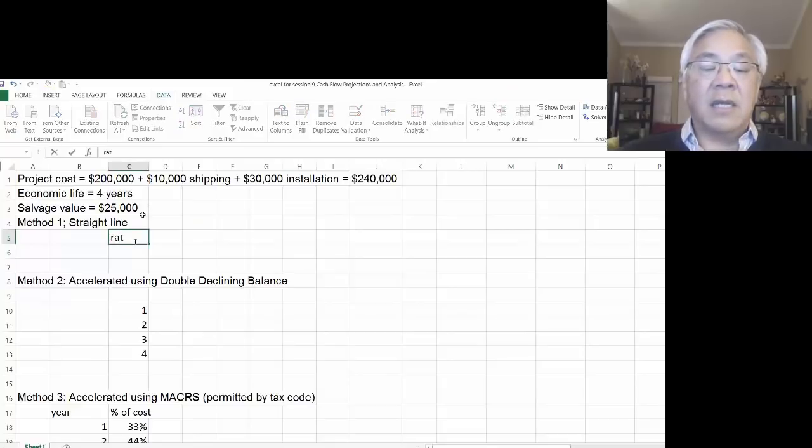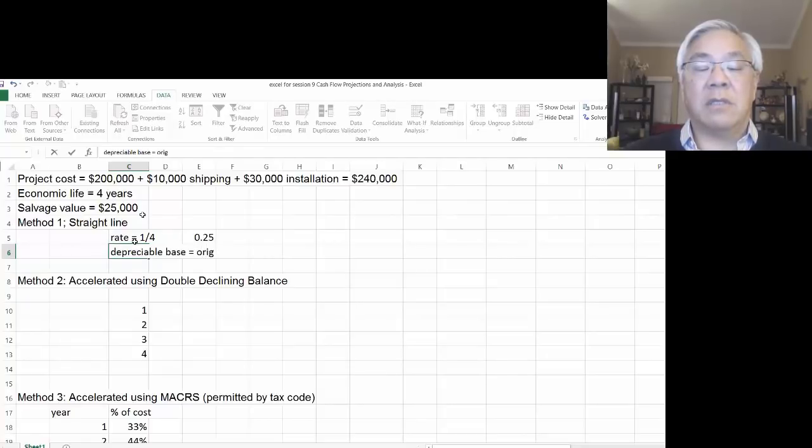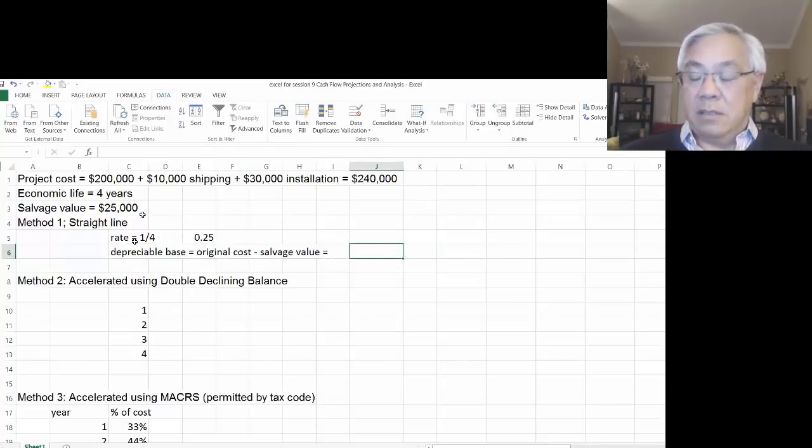The rate equals 1 divided by 4 in this case, right? And so that would be 1 over 4, which is 25%. So 25% of what? Well, the depreciable base equals the original cost minus the salvage value. So in this case, that equals 240 minus 25,000.